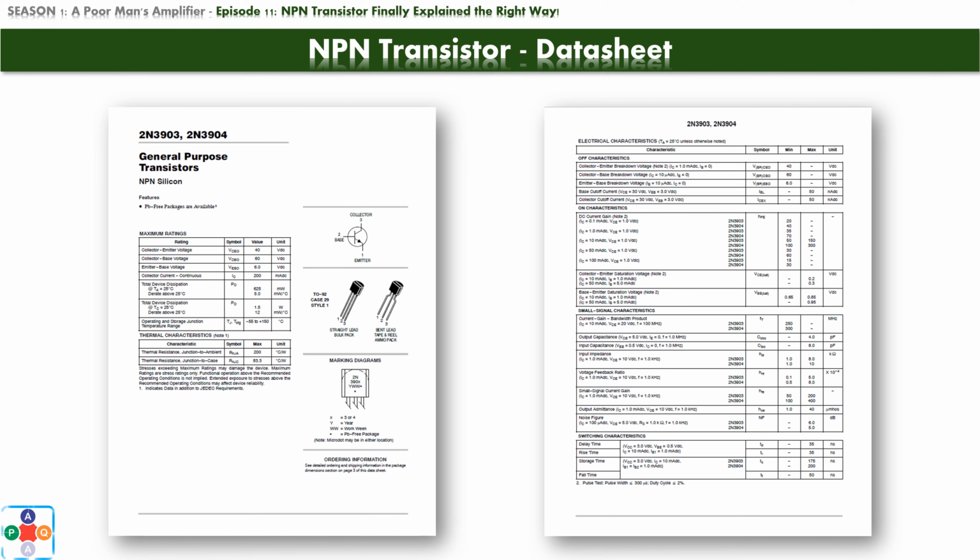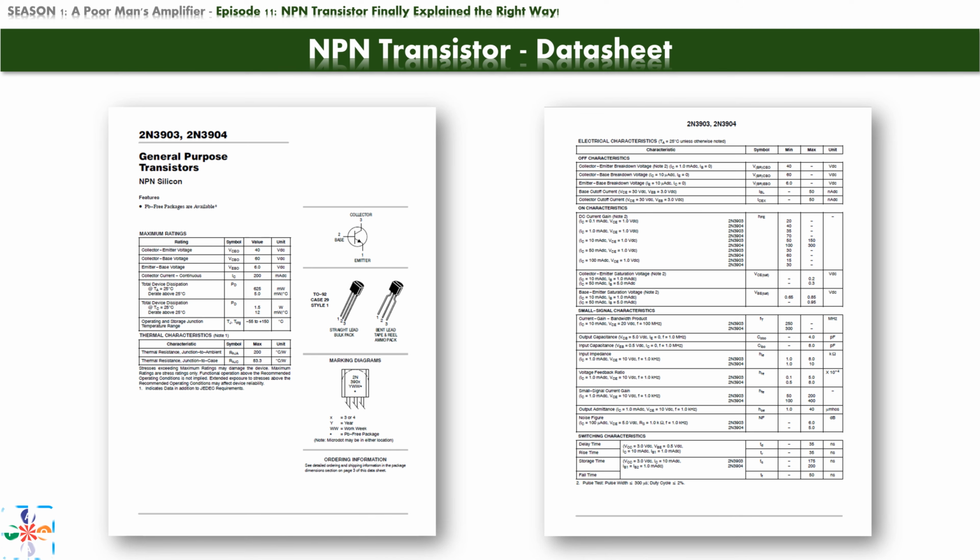The first group is called off characteristics, and it refers to parameters when transistor is in cutoff mode of work. As we have learned, cutoff mode is analogous to an open switch. Next group is called on characteristics, and it refers to parameters when transistor is in saturation mode, or when it is in amplification mode, but without input signal present.